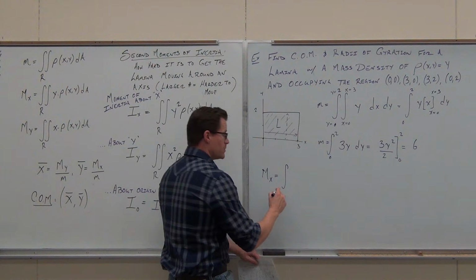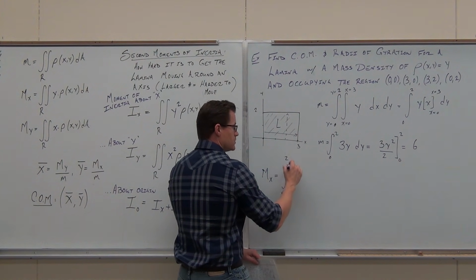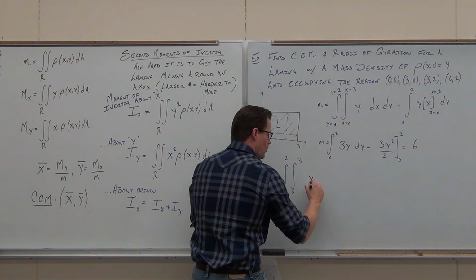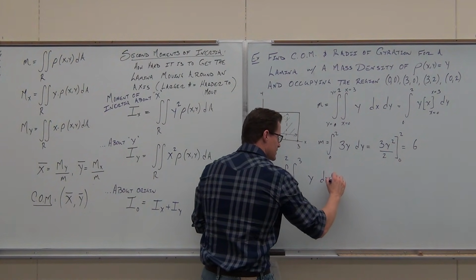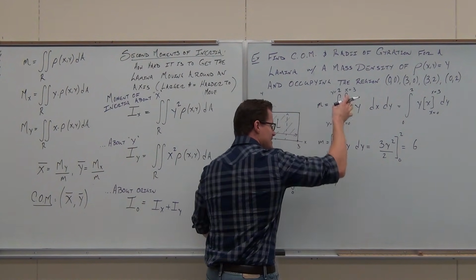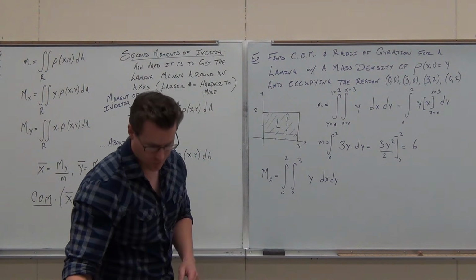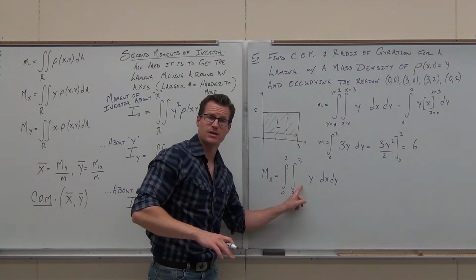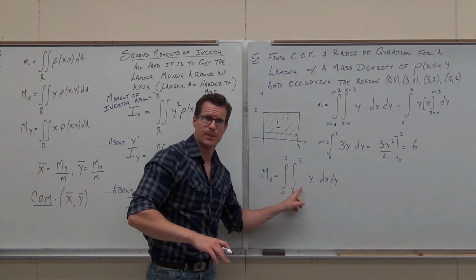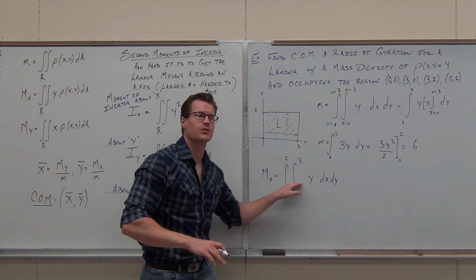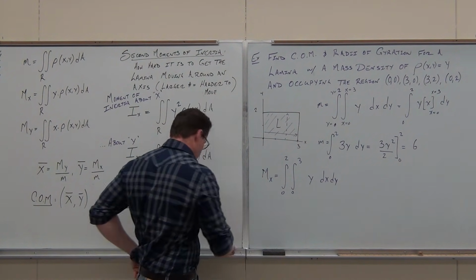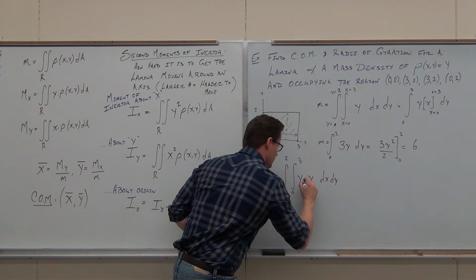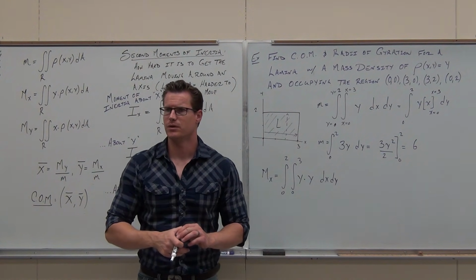This is still going to be 0 to 2. Still going to have 0 to 3. I'm still going to have a y. It's still going to be dx, dy. It's the same exact thing, only what has to go right there? Get the variable correct. What has to go right there? y. About the x has another y in it.